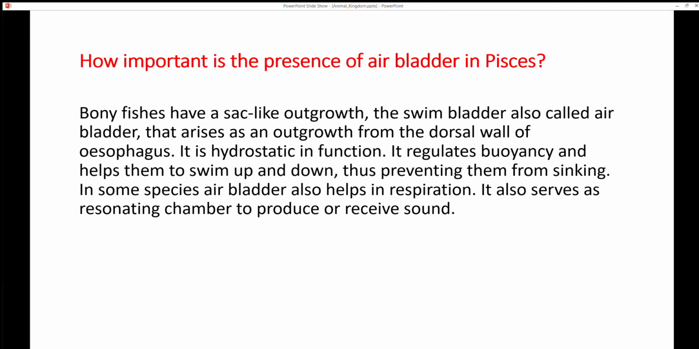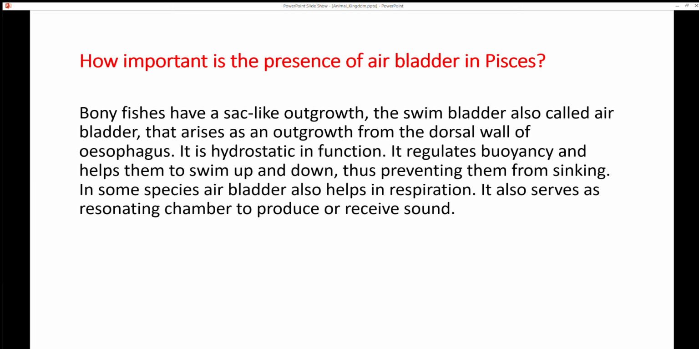So how important is the presence of the air bladder in Pisces? Yes, this is very important. Bony fishes have a sac-like outgrowth, the swim bladder, also called the air bladder, that arises as an outgrowth from the dorsal wall of the esophagus. It is hydrostatic in function.